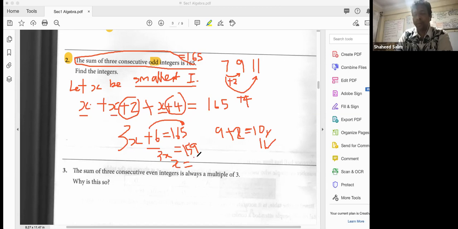What's your answer? Okay, I better write it down. I skip a step. You also divide by 3. What do you get? You get 53. 53 is x. Yeah, 53 is x. But what is the next number? You must plus 2. Next odd number must plus 2, 55. And then after that, 57. If you don't believe, you take calculator. 53 plus 55 plus 57 is equals to 165.